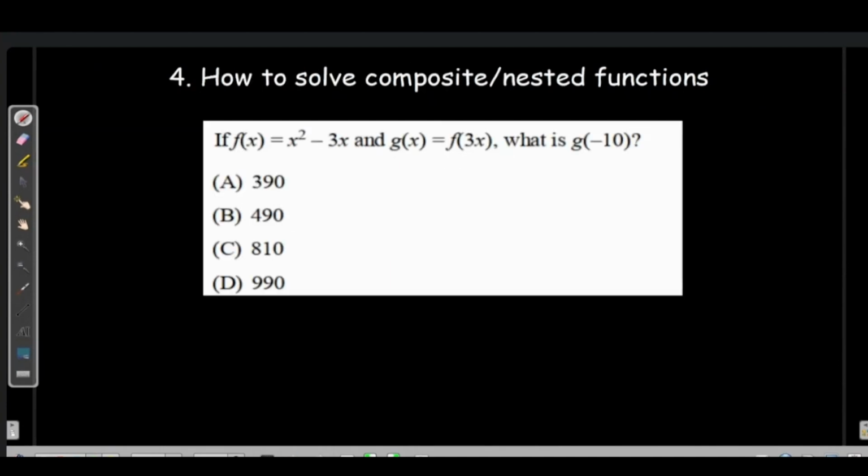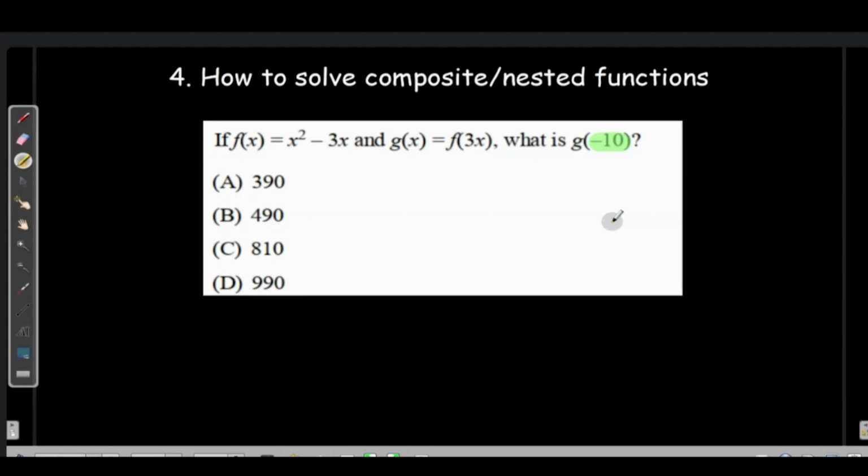All right. Okay. How to solve, this is our next trick, how to solve composite or nested functions. So you understand composite and nested functions, right? When a function is intermingled on the inside of the other function. So for example, g of x is now a composition of f of x because in f of x, the x is replaced with 3x. Remember that this trick works only when you are trying to find a specific value, not like g of f of 3x, for example. Now, f of 3x is just a function.